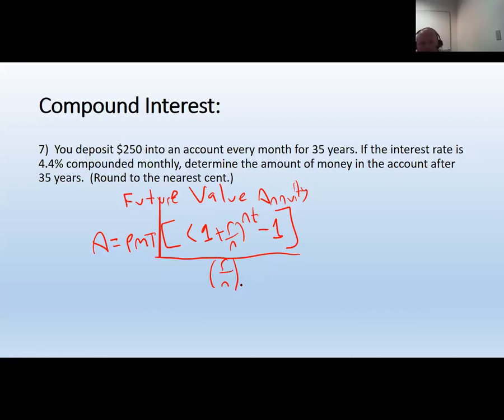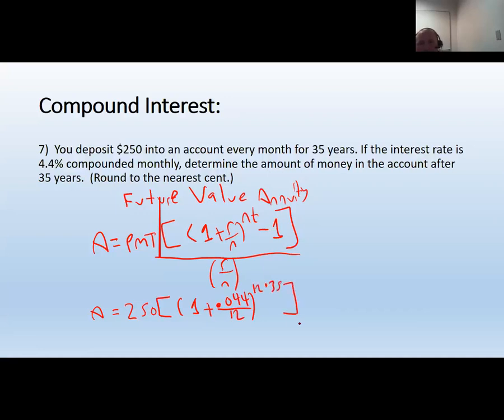Okay, so the $250 that's deposited into the account every month is going to be your PMT, which is the payment. A is unknown. We don't know how much is going to be in the account after 35 years. Then this is going to be parentheses 1 plus the R, which is 4.4% as a decimal, 0.044 over N. This is being compounded monthly, so 12 will be your N on the denominator. This is raised to the N, which is 12 times T, which is 35 power.